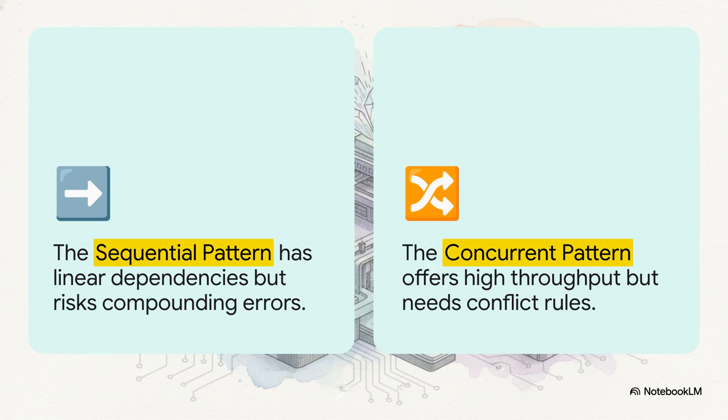On the flip side, we have the concurrent pattern. This is where agents process independent tasks in parallel. It gives us massive, high-throughput capabilities for enterprise environments, but it absolutely requires us to build strict conflict resolution rules to aggregate all their findings cleanly. So you've got to choose carefully based on the use case. Are we prioritizing raw speed or strict sequential accuracy?